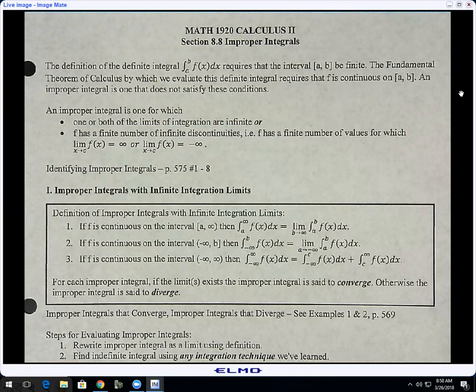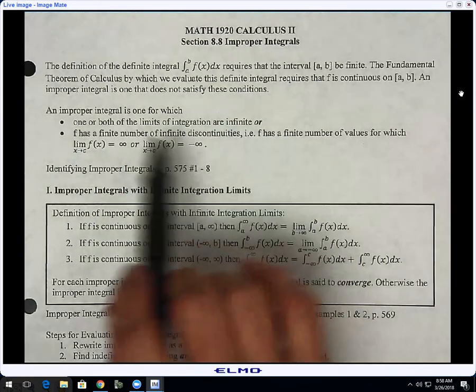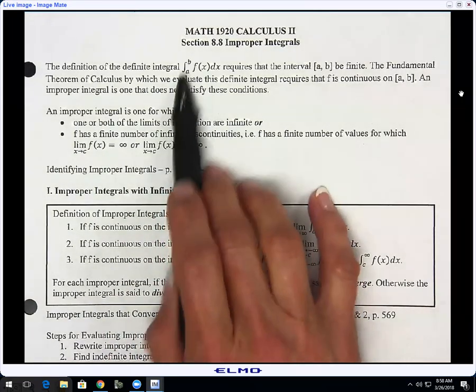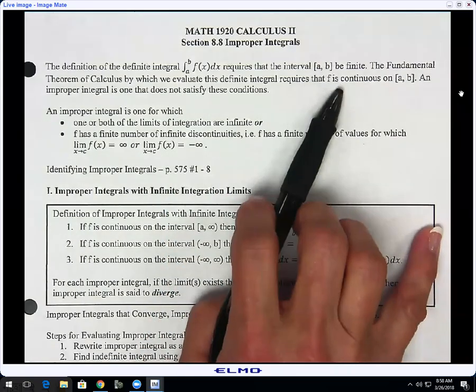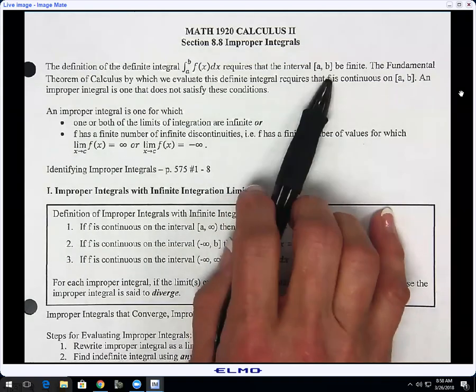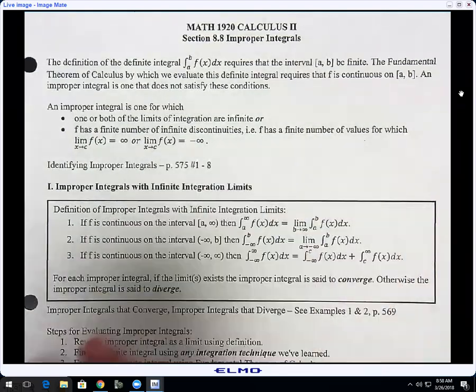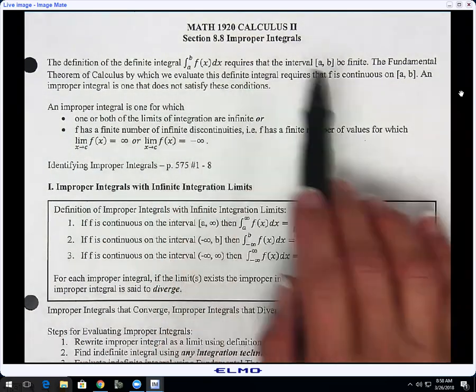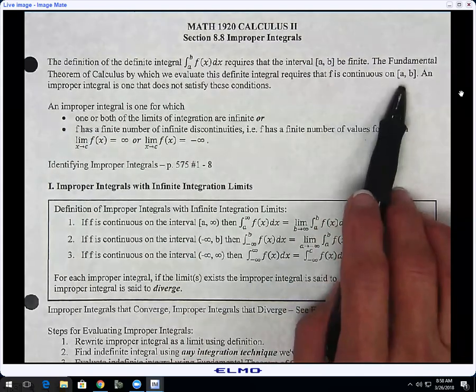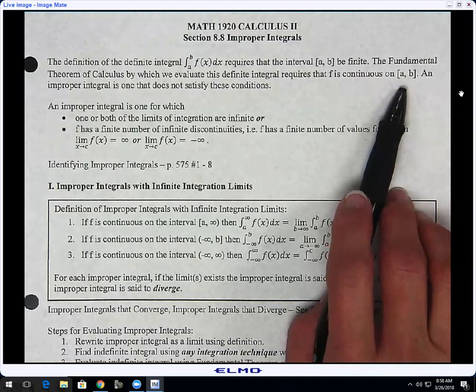8.8 is improper integrals. So the first thing we have to talk about is what the heck is an improper integral, and everything else that we've done so far has been proper. So what makes these improper? The definition of the definite integral requires that the interval from A to B be finite. Those brackets mean that the endpoints are included, so that interval is finite. And the fundamental theorem of calculus requires that a function be continuous on the interval from A to B. An improper integral just fails to meet one of those two conditions.